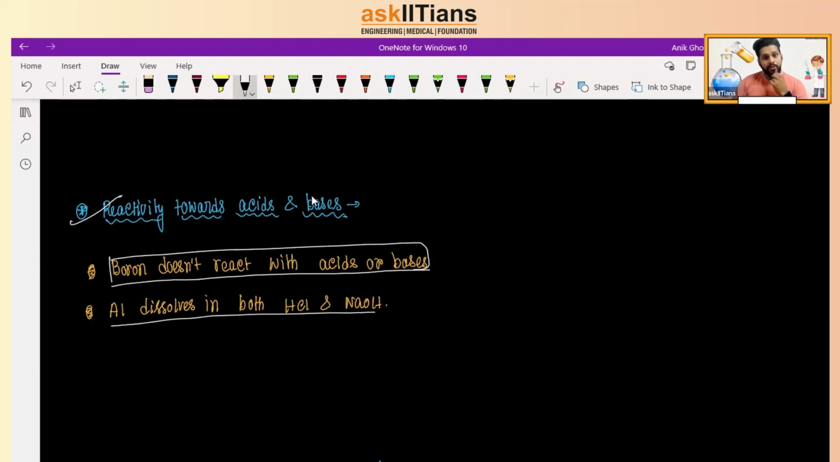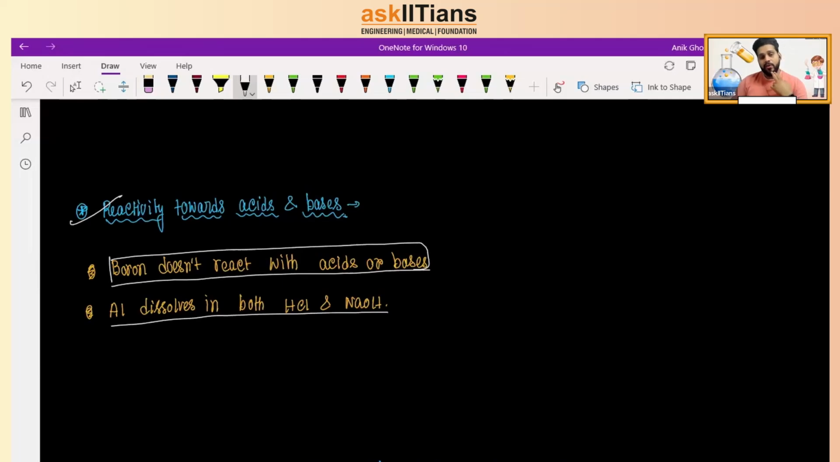Aluminium dissolves in both HCl and NaOH. What does that tell you, guys? This is telling you the amphoteric character of aluminium. You know that aluminium oxides are amphoteric in nature, correct? Now, going from boron to aluminium, then gallium, indium, thallium, whenever we are moving downwards, you can understand that their reactivity is increasing a little bit, right?